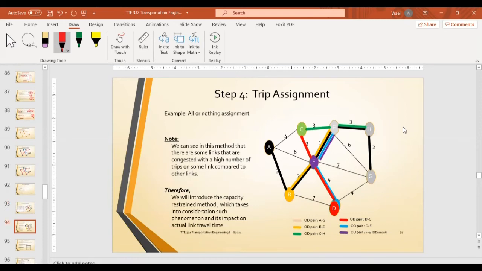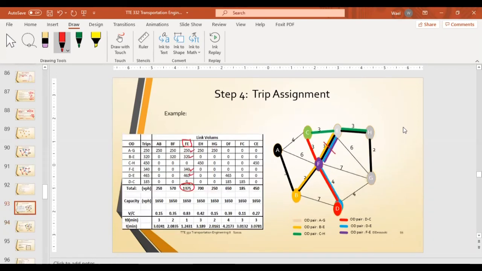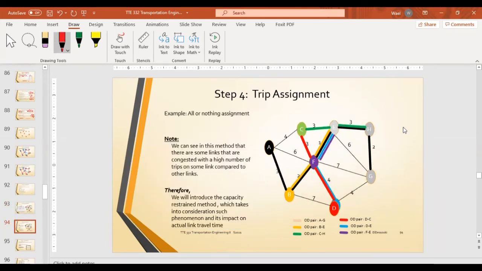Okay, so this is basically the all or nothing approach, and as we mentioned, in the all or nothing we resulted in this situation, which is basically assigning all the trips. But as you can see, there are other links that are almost empty, and this is not a realistic approach, or that's not what happens in reality. For example, the traffic coming from A, instead of going through this bottleneck, can use this approach.